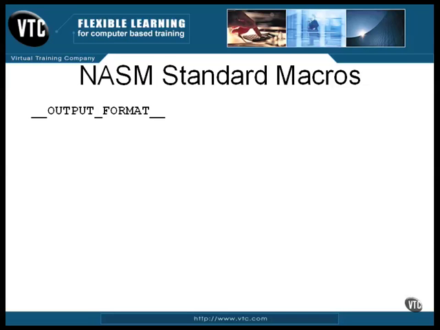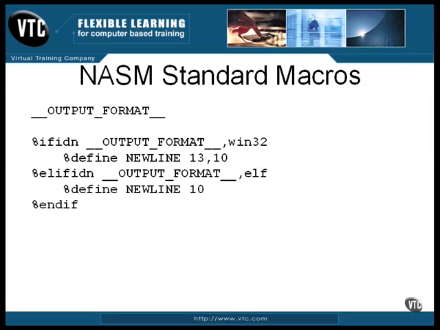You can use the output format macro to detect the type of object that's being output and make any necessary adjustments. For example, this pre-processing code could be used to define the new line character sequence properly depending on the system that's to receive the object code.